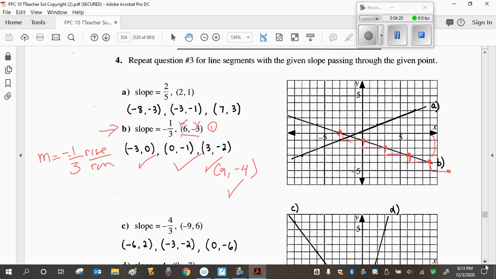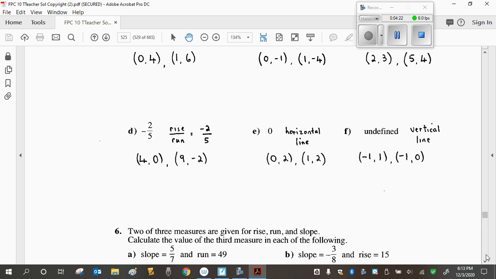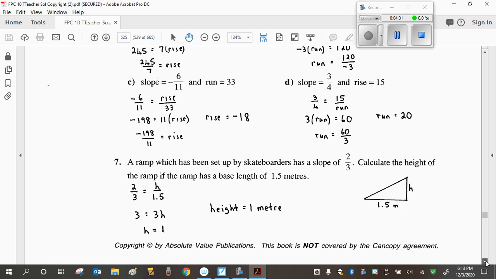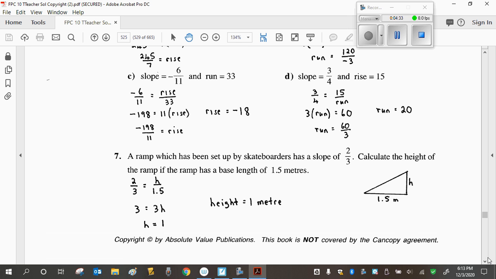There it is. Number 6, I'm just going to do one of these, rise or run, C and D, right there. I guess I'll stick with the negative. So this person, they don't use x. I would use x, please. Use a variable. We're doing algebra. So -6/11, you notice how they put the negative sign up top, over 11 equals what? Over 33. They cross multiplied it.